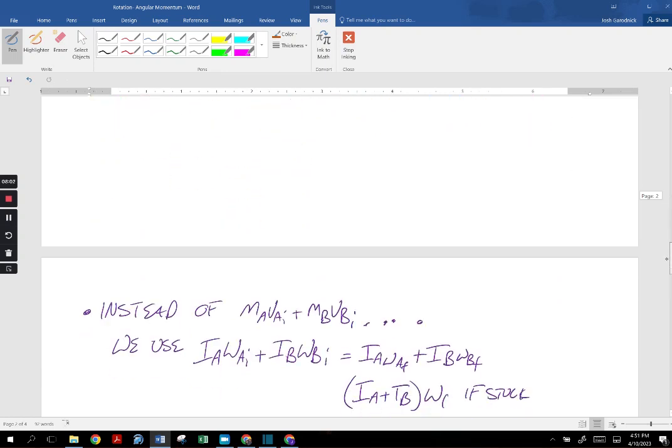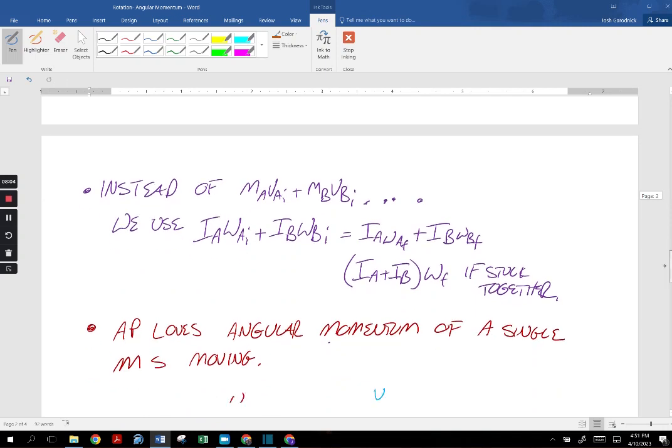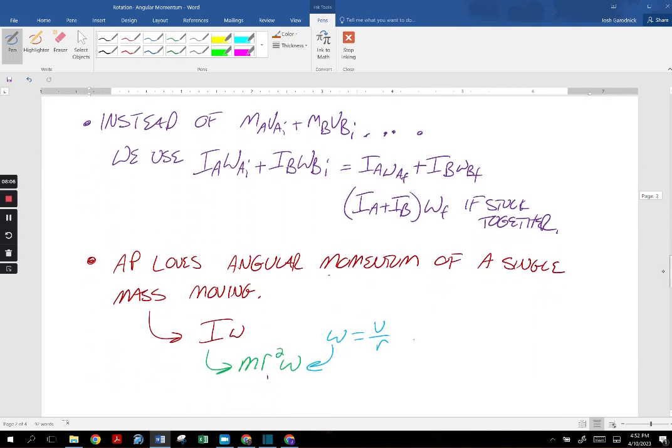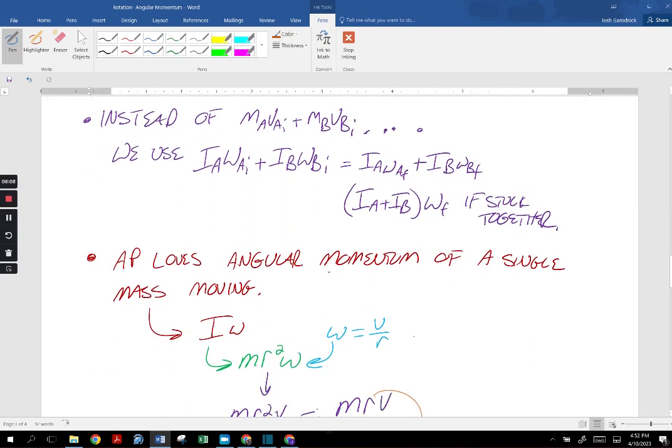As we scroll down, we see that instead of using what we used to do for translational momentum, which was MAVA initial plus MBVB initial, so on, we use I omega, which hopefully makes sense. The whole rotation topic, instead of mass, we use moment of inertia. Instead of velocity, the angular velocity would be omega. Same thing. So it's the same conservation of momentum expression, but with different variables. And if they're stuck together, instead of adding masses, you add moments of inertia.